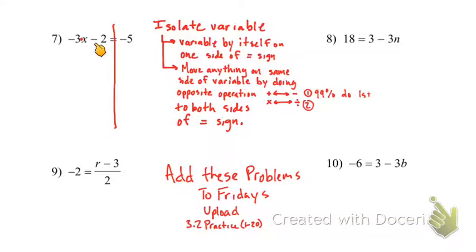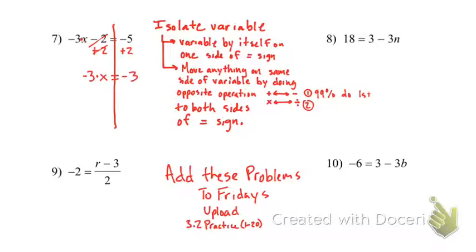So how do we get rid of something that's subtracting? We do addition to both sides. So again, the rule is, let's get rid of the adding or subtracting first. So I'm going to do +2, or add 2, to both sides of the equal sign. This cancels out. We're left with -3 times x equal to -3.